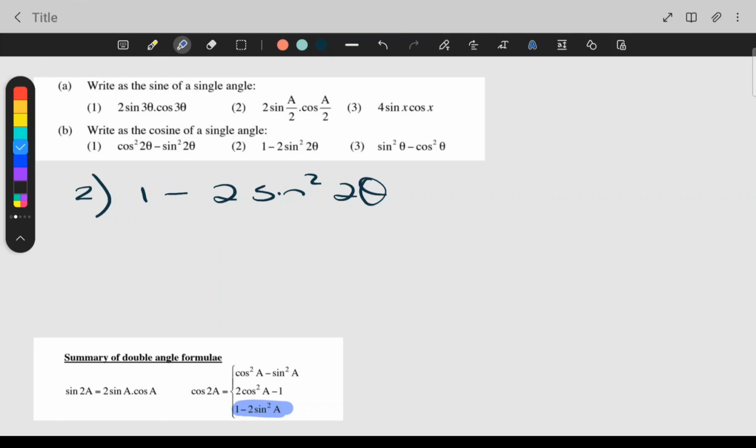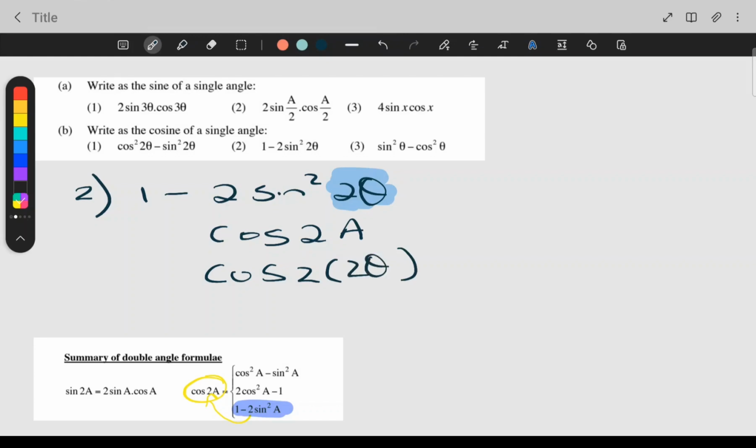But remember, I'm going from this to this. So I write this down. So let's write it down. Cos 2a. But let's highlight the a. This is the whole angle. That's a. So when I rewrite this, I say cos 2, and my a is 2 theta. So then I multiply, and I get cos 4 theta.